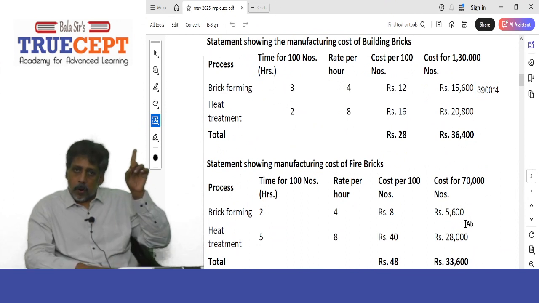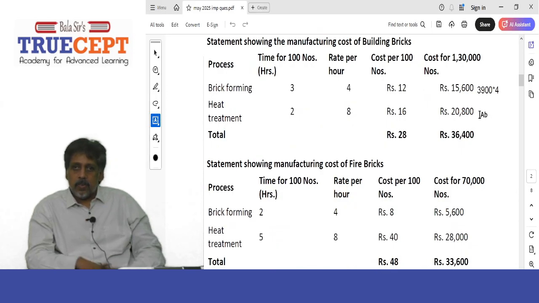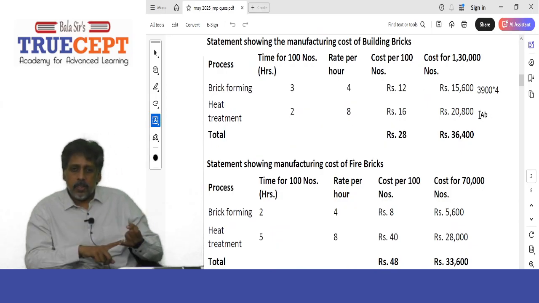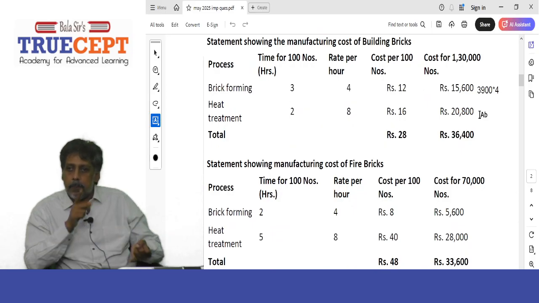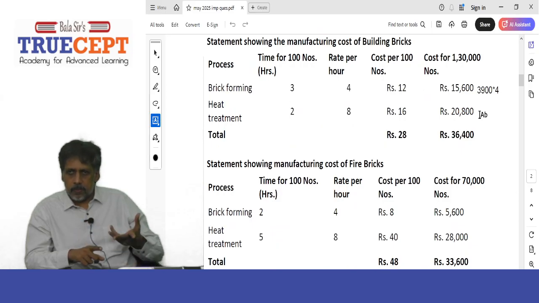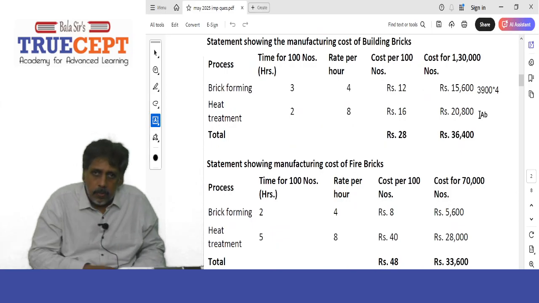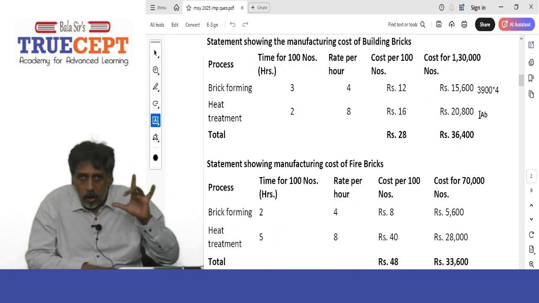Now process 2 for building bricks. We need 2 hours for 100 bricks and the rate is rupees 8 per hour, right? So what is 2 into 8? 16. It is rupees 16 for 100 bricks. That into 1,30,000 by 100, right? It is 20,800.